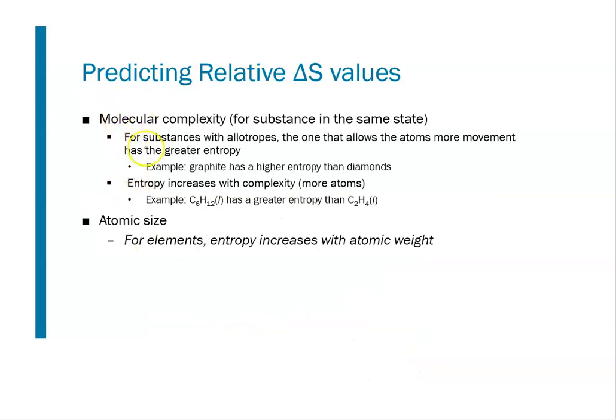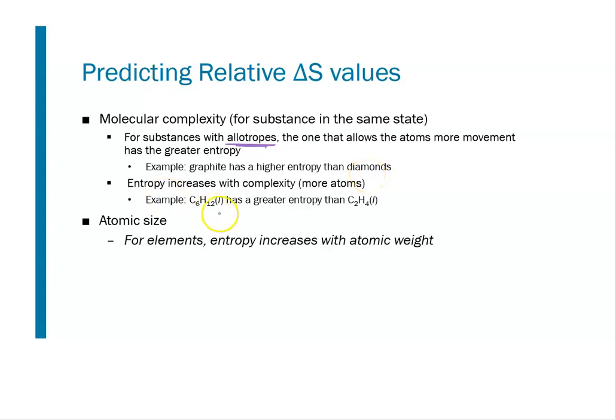So the last couple are just like when you have nothing else to compare, then this is what you look at. We first look at molecular complexity. For substances with allotropes, an allotrope is a substance that has the same formula in the same state of matter, but it's arranged differently. For example, carbon as a solid can exist as coal, graphite, and diamonds. Whichever allotropes are more structured are going to have the lowest entropy. Graphite has a higher entropy than diamonds because the diamonds are more structured.